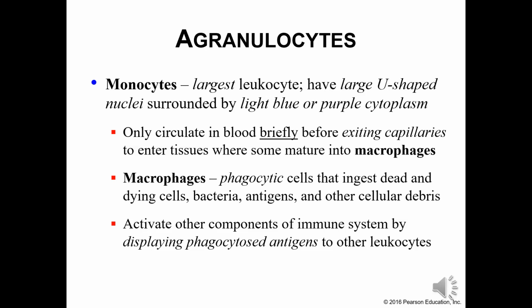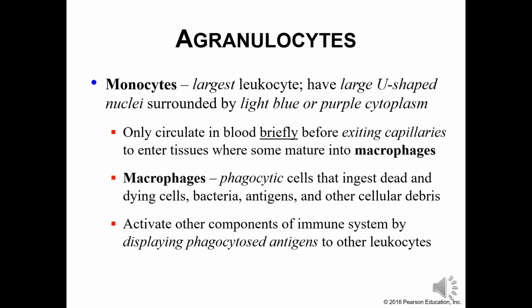So monocytes will only circulate in the blood briefly before they exit the capillaries to enter the tissues, where some of these monocytes further mature into macrophages once they've been exposed to an invading antigen, which can be either a bacteria or a virus. Macrophages are extremely active phagocytic cells that generally serve to ingest dead and dying cells, bacteria, antigens, and cellular debris. These are eliminated by the macrophages. They're like the garbage collectors for the human body.